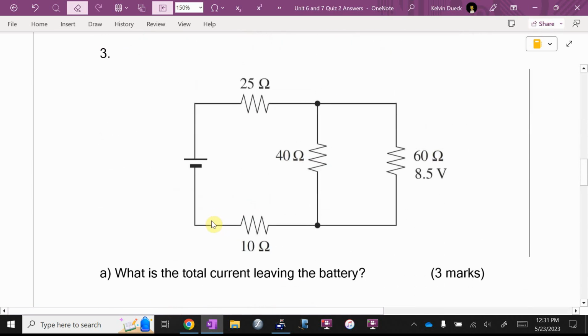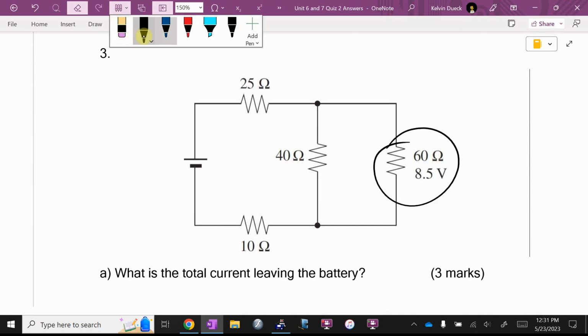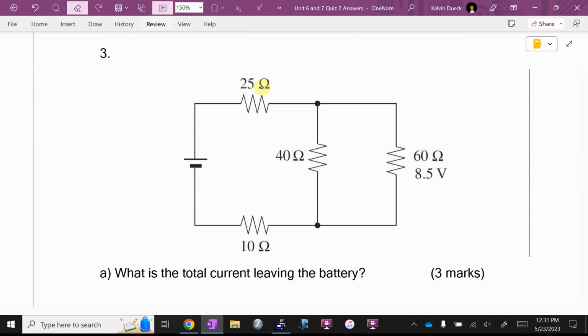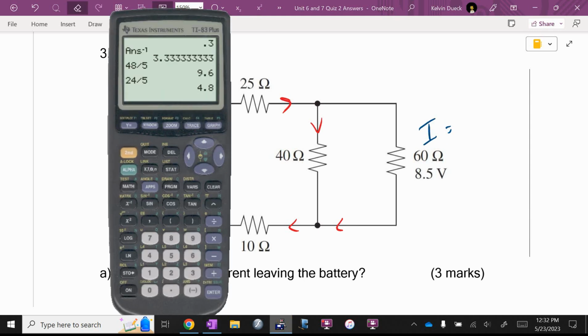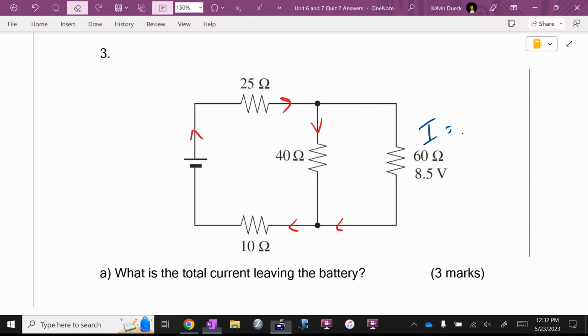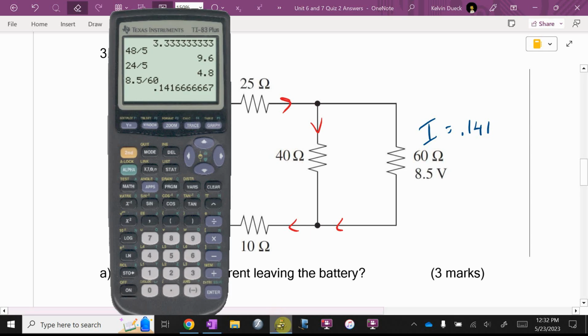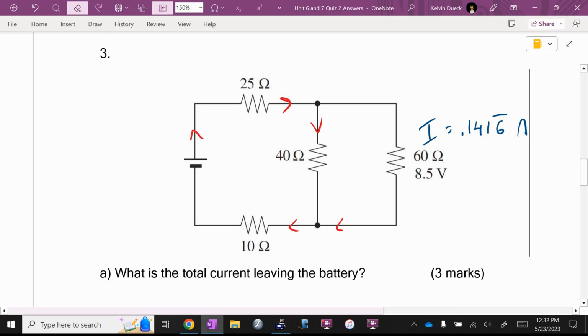Number 3, what's the total current leaving the battery? I'm going to start right here because that's where they gave me 2 things. Actually, the first thing I'm going to do is label downhill. Downhill, downhill, downhill, downhill. All right. I can tell you the current in here. The current is going to be 8.5 divided by 60. 0.141, and then the 6 repeats amps. How else does that help? What else can I do?